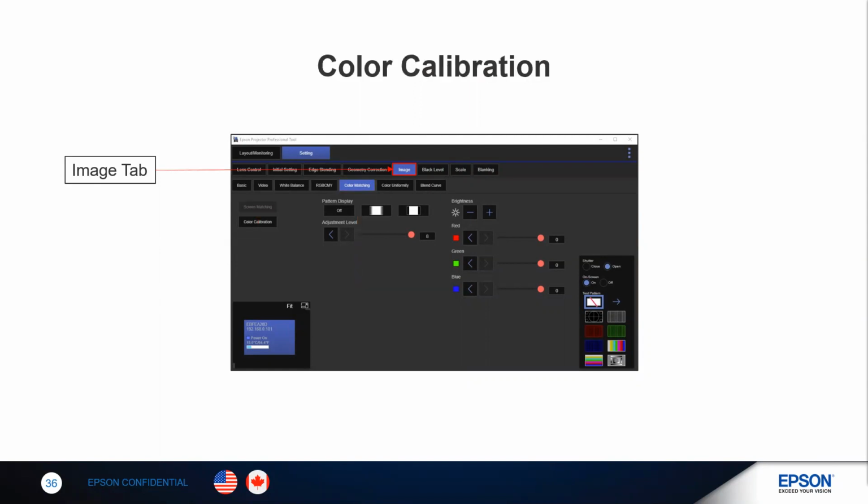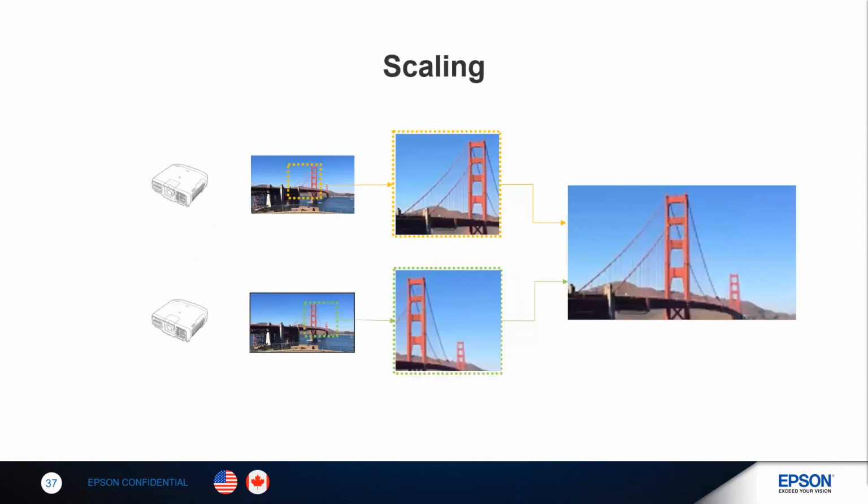And one last thing you may want to do, so color calibration automatically adjusts the color tone of the entire screen based on the default color settings, and this compensates for any deterioration in color over time. And to do that, you're going to click on color calibration and start color calibration.